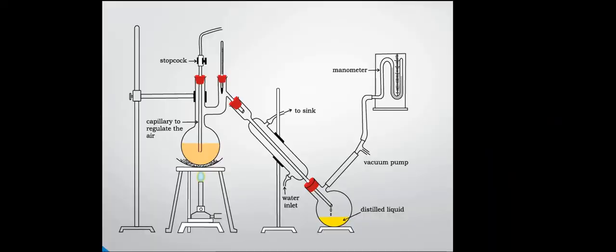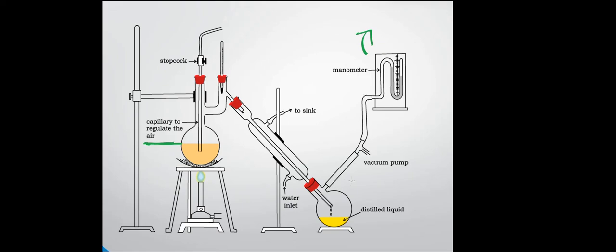Let us see this diagram. This is the experimental setup for distillation under reduced pressure. We have a Bunsen burner for heating the mixture. We have the round bottom flask, and we have a capillary here to regulate the air. And we have a manometer which measures the air pressure. Basically, a manometer is used to measure liquid pressure, but here we regulate the air, and whenever there are changes in pressure we can see the changes that take place in the liquid level.